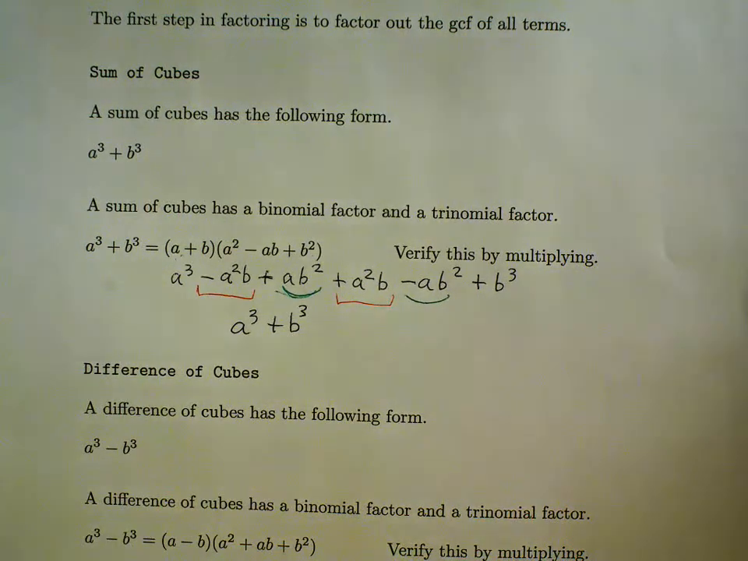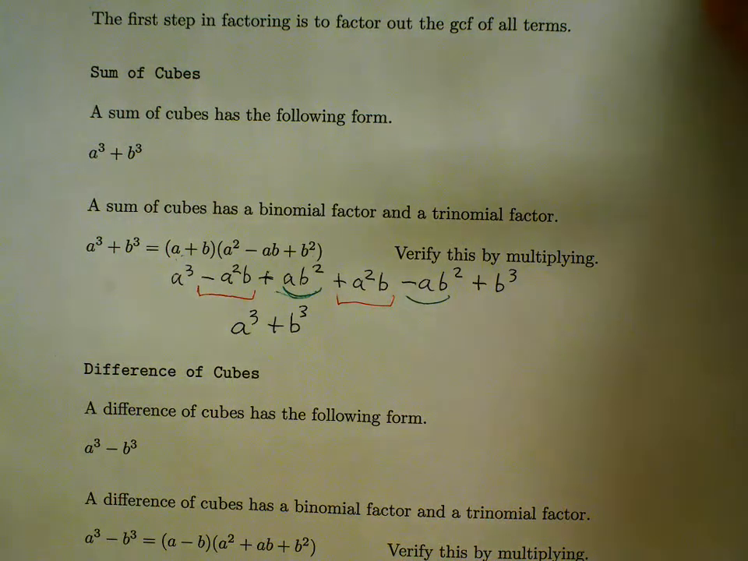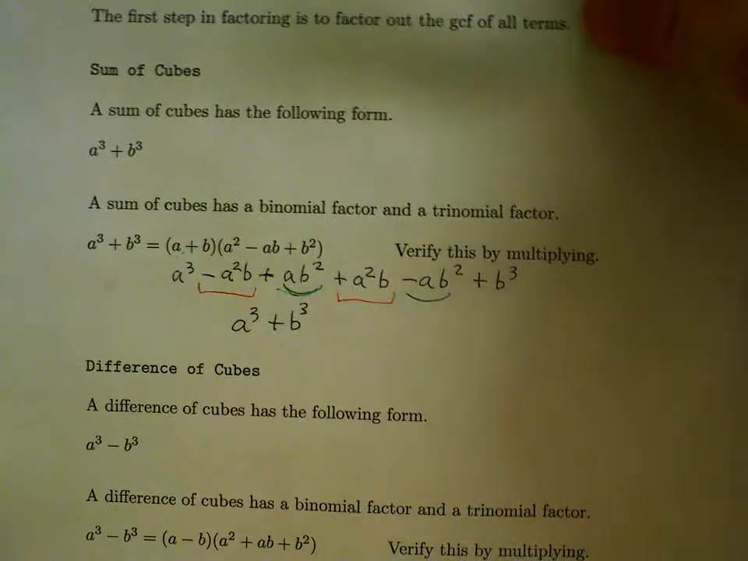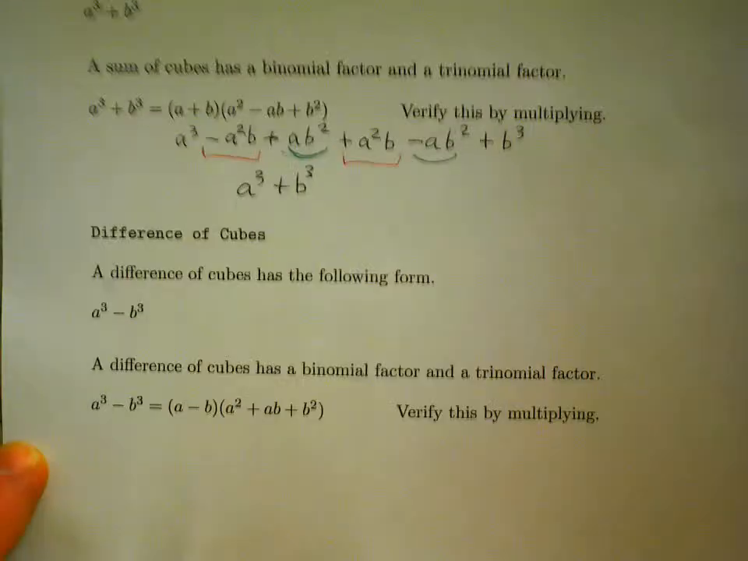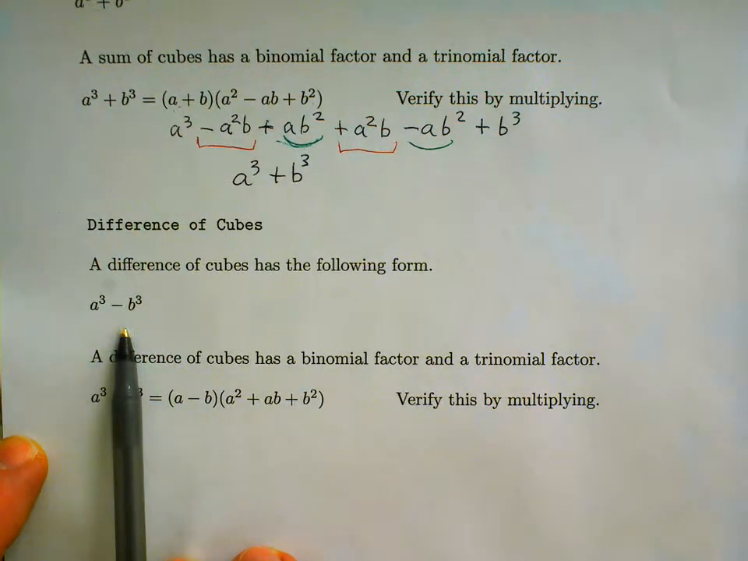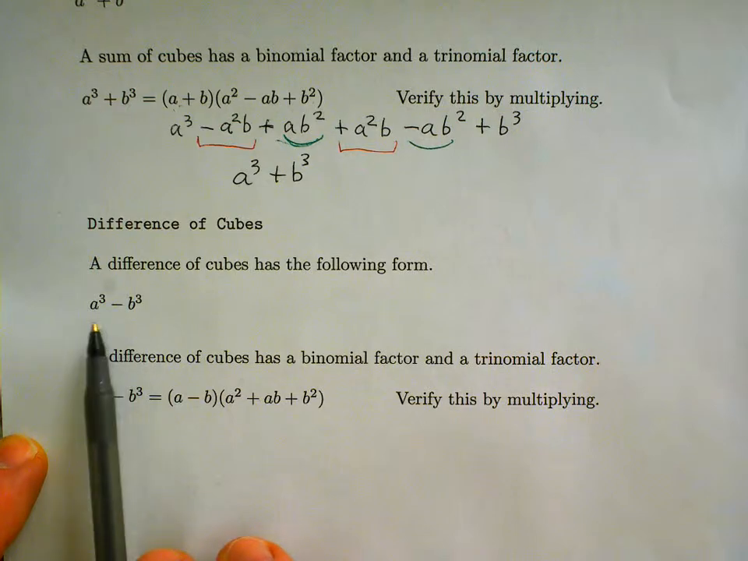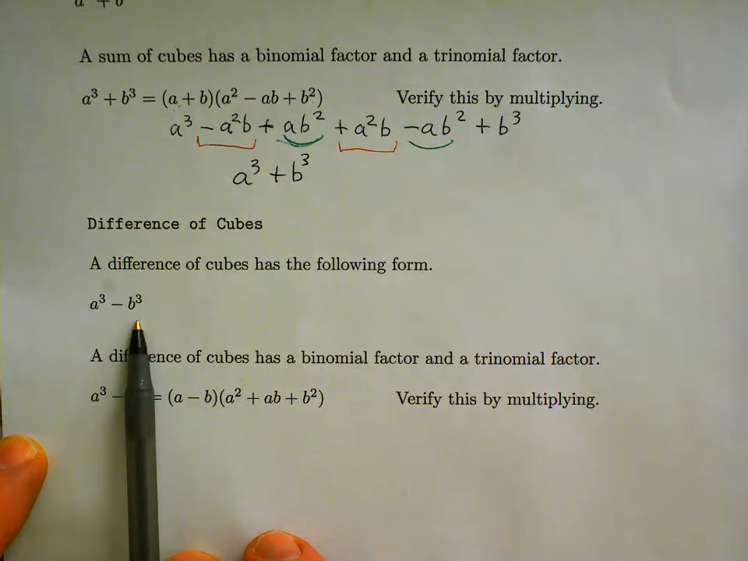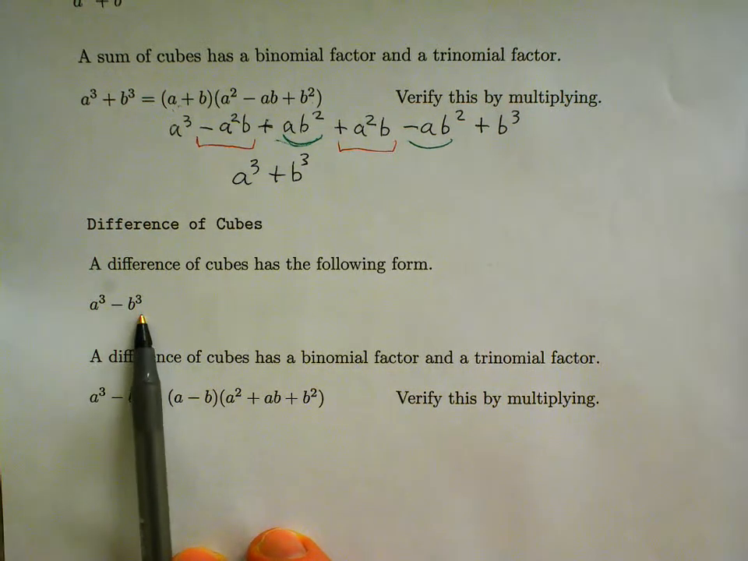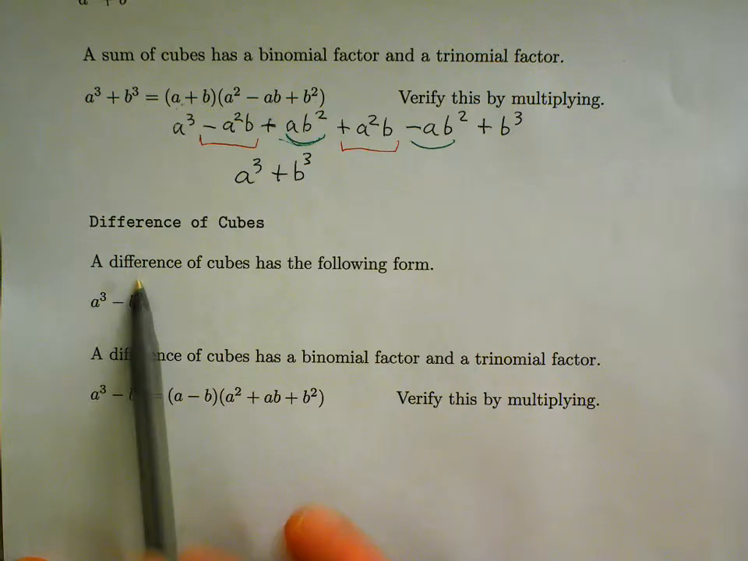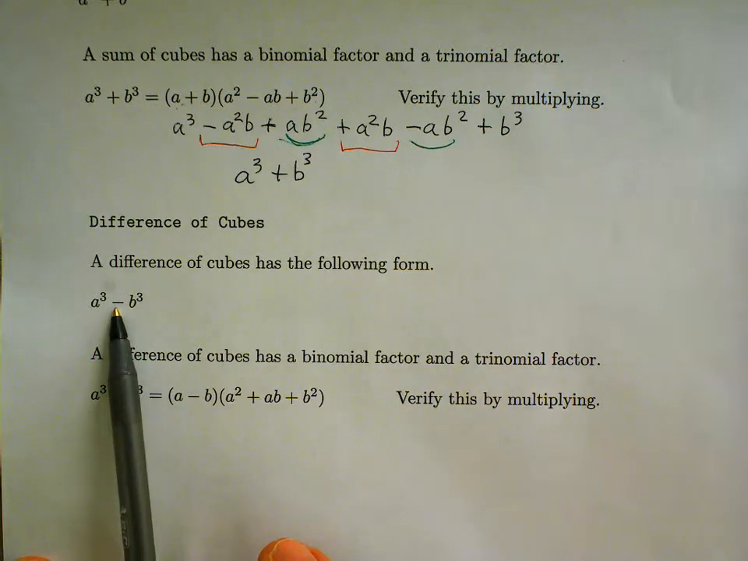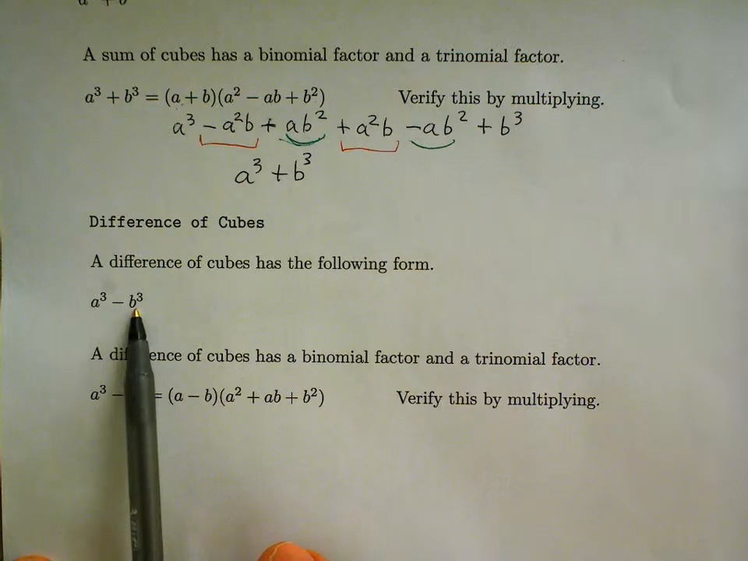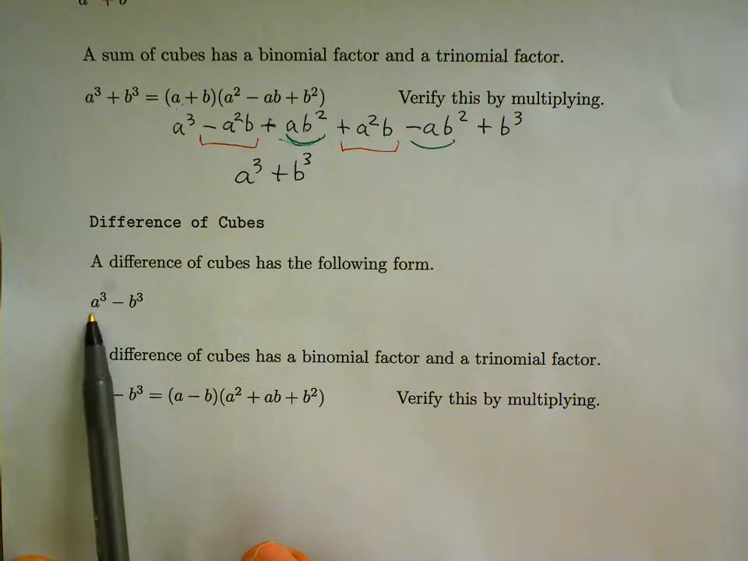Okay, another special product is a difference of cubes. A difference of cubes has the following form: a to the third minus b to the third. So once again, the word difference refers to the fact that we're subtracting. And one of the quantities that we're subtracting is b to the third, or b cubed, and we're subtracting it from a cubed.